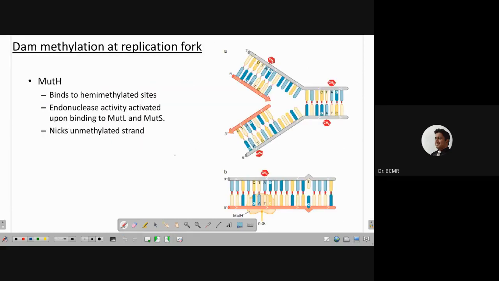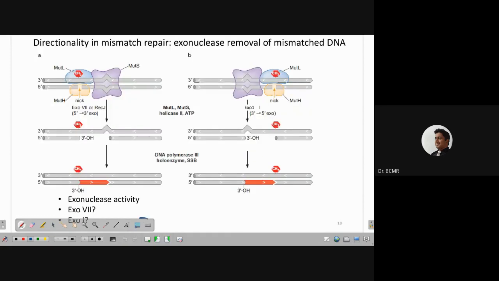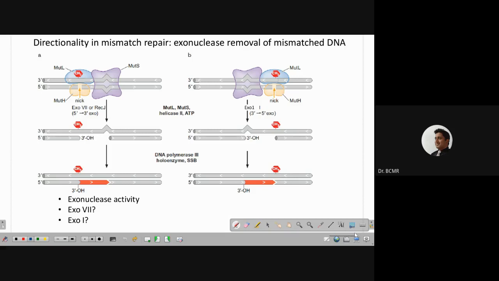This is the same thing illustrated again, and how MutH actually recognizes and so on. You should always remember that MutH can only make a nick on the unmethylated strand. That is what you should remember. So there is a problem then, right? The problem, or a logic to understand.